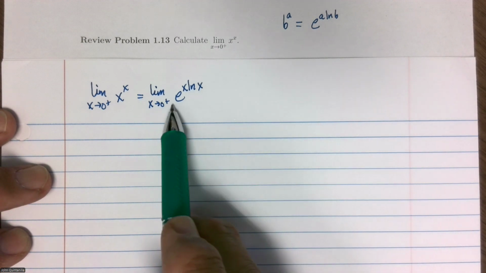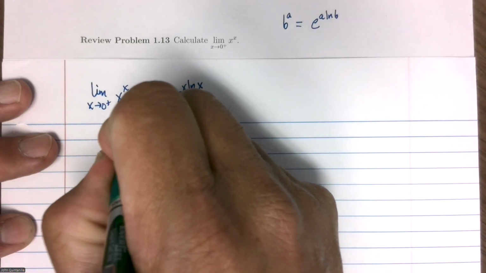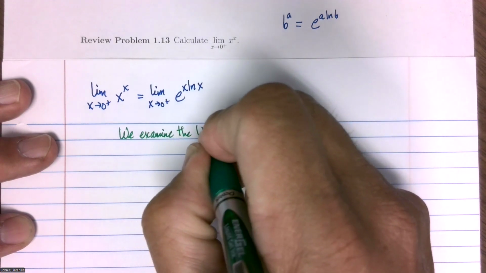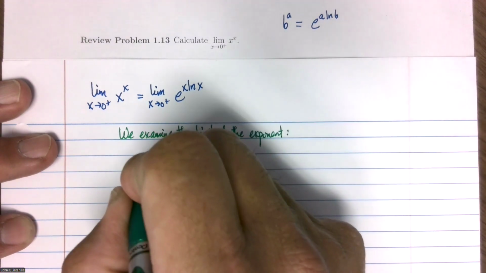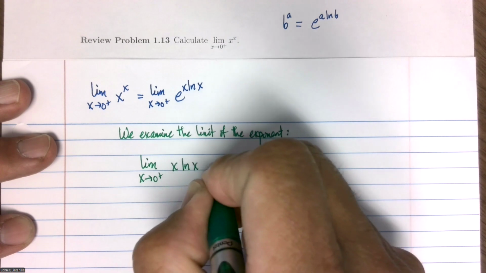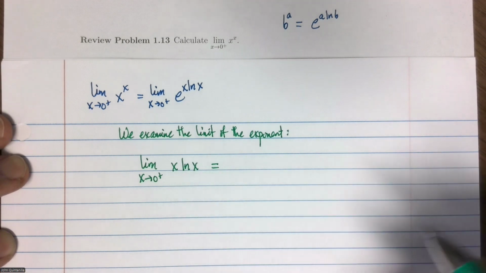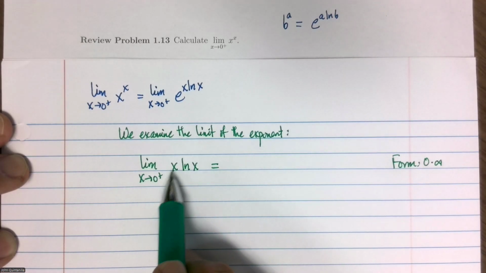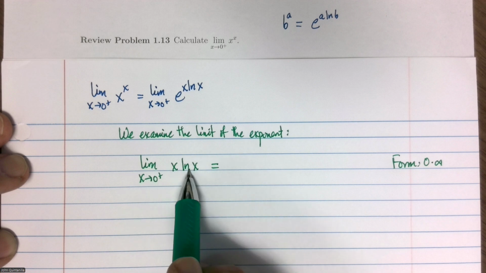So I'm going to switch colors, and I'll come back to this original limit up here in the first place. So we examine the limit of the exponent. This is the limit as x approaches 0 from above of x times natural log of x. Now, the form of this is going to be 0 times infinity, because obviously the x goes to 0, and the natural log of x as x goes to 0 from above goes to negative infinity.